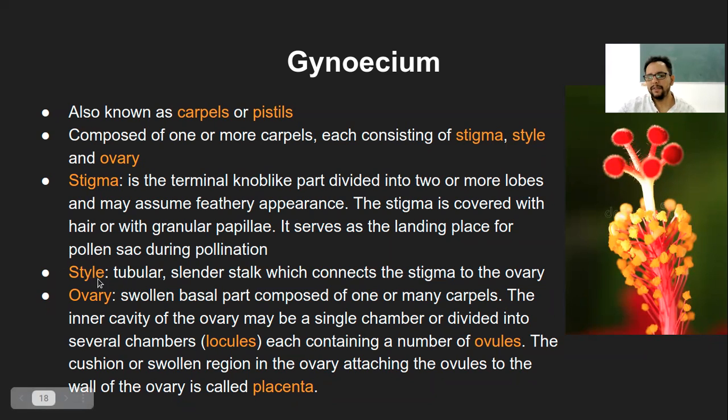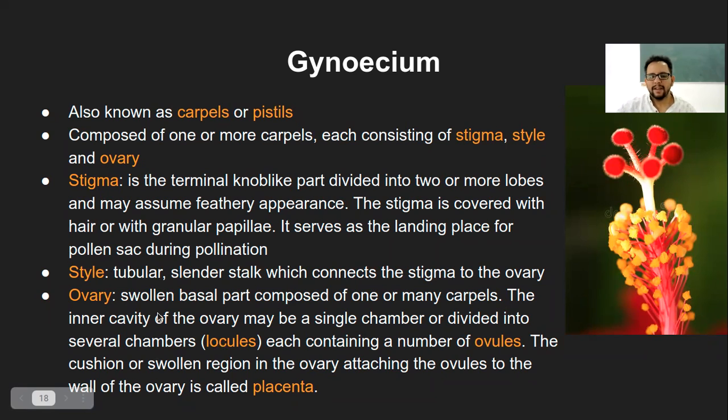The style, which is the second part of the gynoecium, is a tubular slender stalk. Stalk means a tubular structure, something which holds the others. Here it is holding the stigma, and it connects the stigma to the ovary. So the stigma is connected to the ovary at the bottom with this style, and the main function of the style is to connect the stigma and ovary, and to allow the movement of pollen grains towards the ovary. So that is the function.